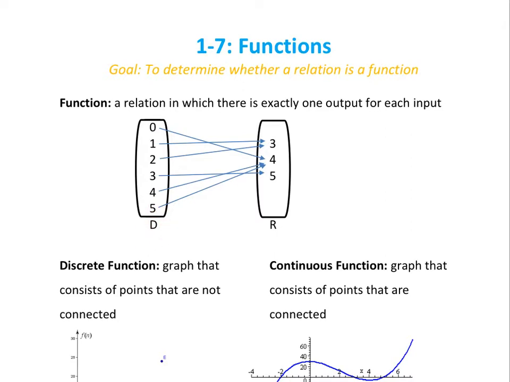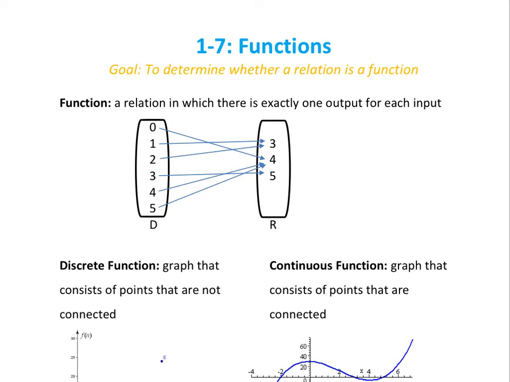They have to have one arrow in the mapping coming from them. If there are two different arrows coming out of one input, say the 5 going to the 3 and to the 4, then that would no longer classify as a function.